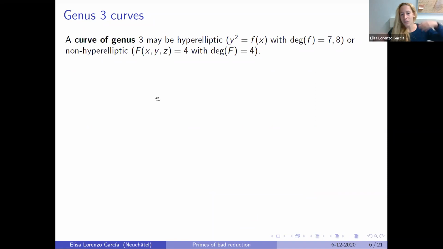So now, even more difficult still for curves of genus 3, we have two options. They may still be hyperelliptic, so they are still given by an equation of this form, but they may also be non-hyperelliptic, so they are given by plane quartics. Oh, sorry, this is equal to 0, obviously. I was thinking of the 4 for the degree. So they are given by an equation like this.